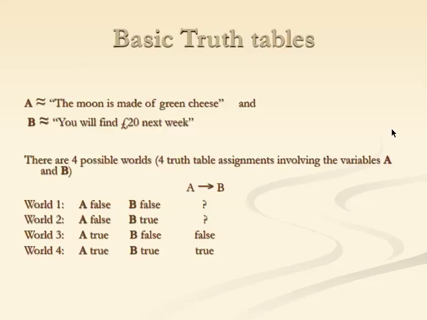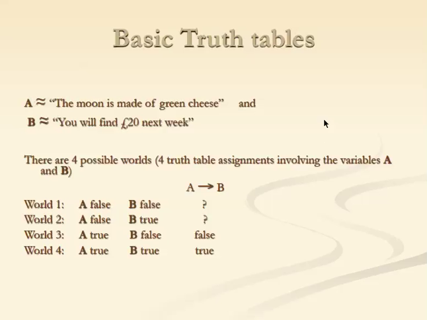Now let me go straight to some weird things about the truth tables. We already talked about some of these before. Let's have now A being the statement, the moon is made of green cheese, and B, you will find 20 pounds the next week.